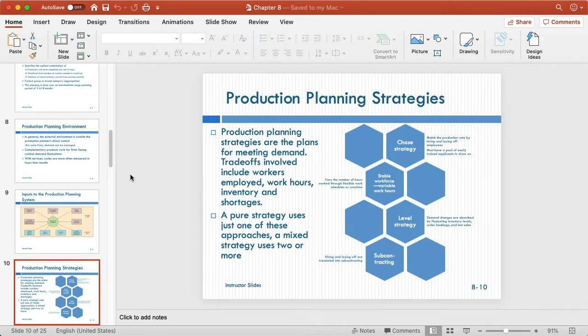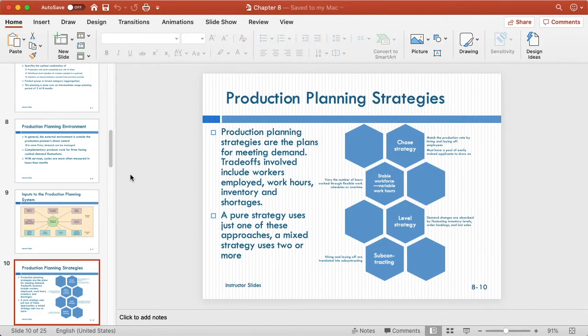And then the level strategy. The level strategy is also maintaining a stable workforce, working at a constant output rate. So basically you have a stable workforce level. They work at a constant output rate. You don't vary the working hours for that workforce.